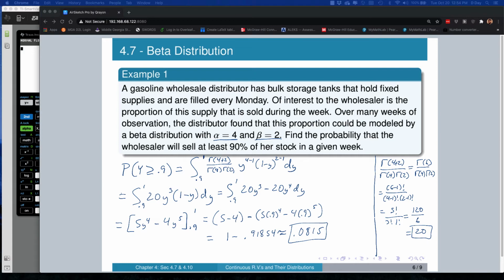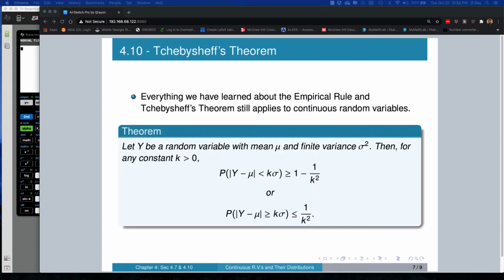Let's talk about Chebyshev's a little bit. So everything we've learned about the empirical rule thus far in Chebyshev's theorem applies to continuous random variables in the same way it did to the discrete random variables. So we learned about Chebyshev's theorem back when we were dealing with discrete, but these two formulas we learned back then still apply. So it's really not different from that, other than your mean and your variance in a lot of cases with the continuous are just different formulas, right? So depending on what you're dealing with, you may have to come up with a mean and variance based on that particular distribution to be able to utilize these formulas.